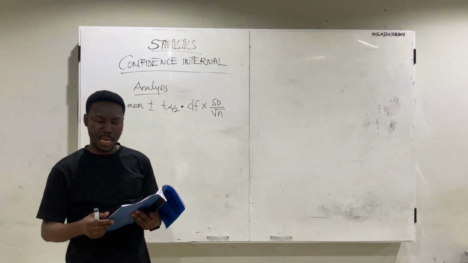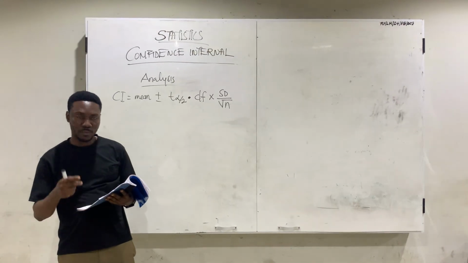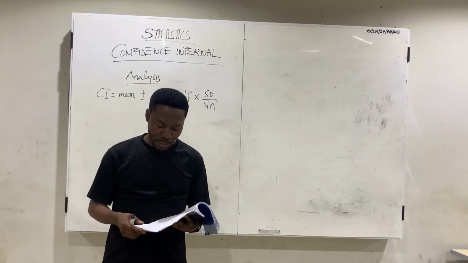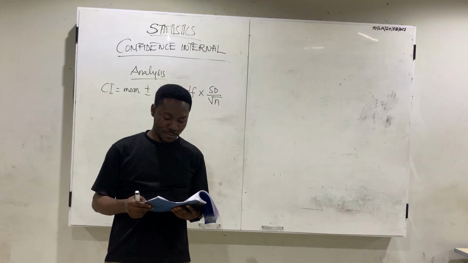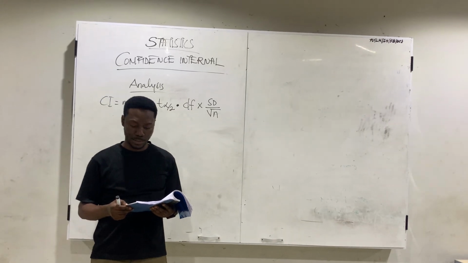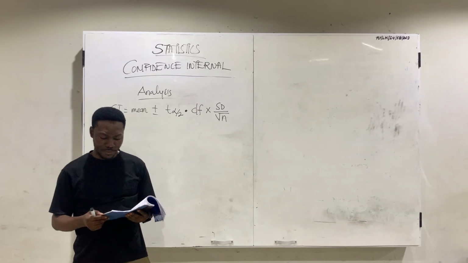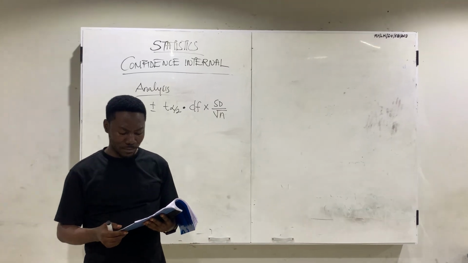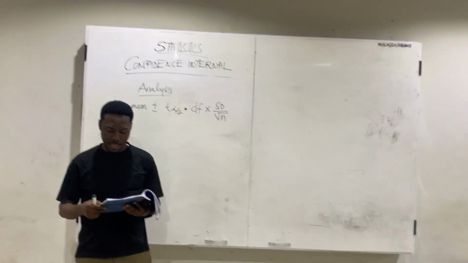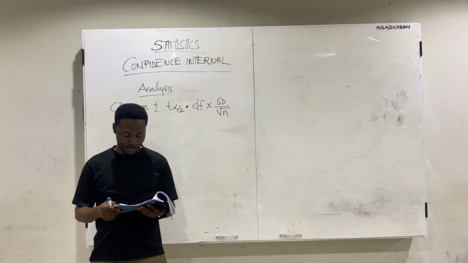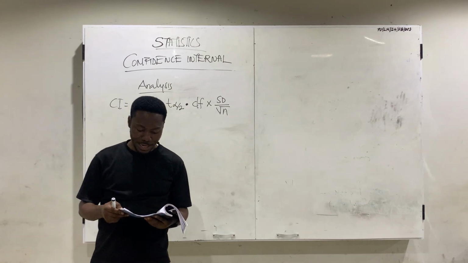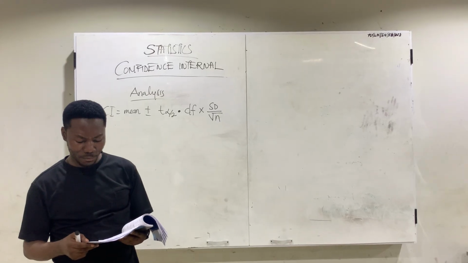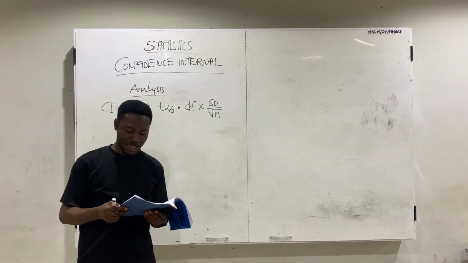Now, the mean potassium level of a sample of 20 patients is 4.2 millimole per liter. Standard deviation is equal to 0.6. Calculate the 95% confidence interval of the mean. The mean potassium level of a sample of 20 patients is 4.2 millimole per liter. Standard deviation is equal to 0.6. Calculate the 95% confidence interval of the mean.